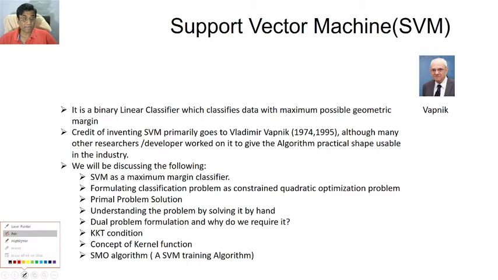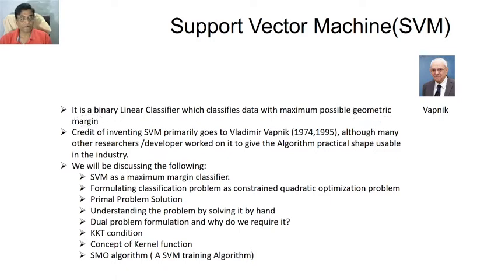The main theme is that this is based on a very sophisticated idea. And what is that sophisticated idea? This is also a binary linear classifier, inherently a linear classifier, and it classifies data with maximum possible geometric margin. So this is the uniqueness. Okay, maximum possible geometric margin. So we'll focus our discussion on this.